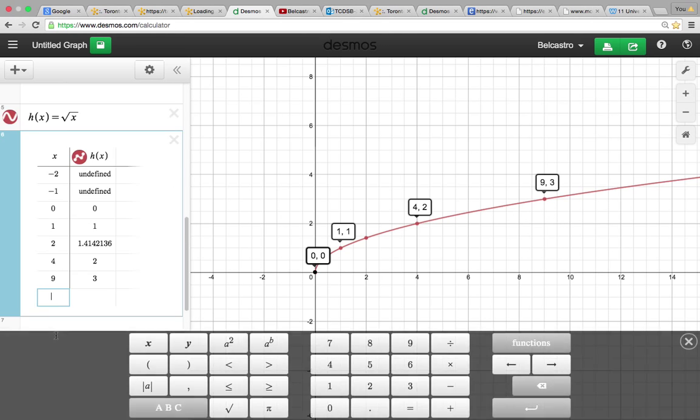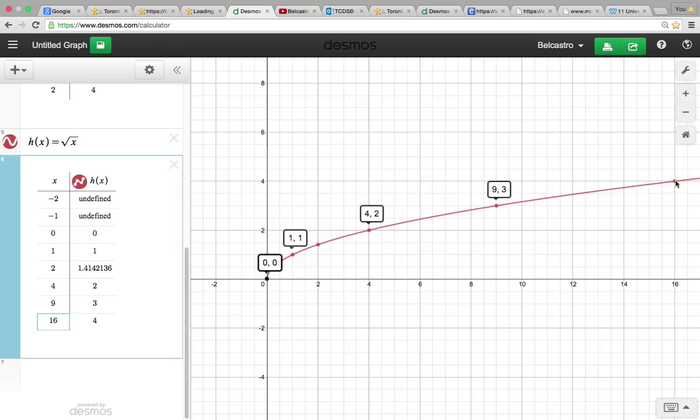Now let's continue that pattern. What's another one? 16. Even though it doesn't show up on our graph, technically. There it is. 16, 4. Okay? So those are what some of the key points are to that parent function, to that root function. So you'd kind of have to keep those in mind when building it. Okay? Let's turn that guy off.